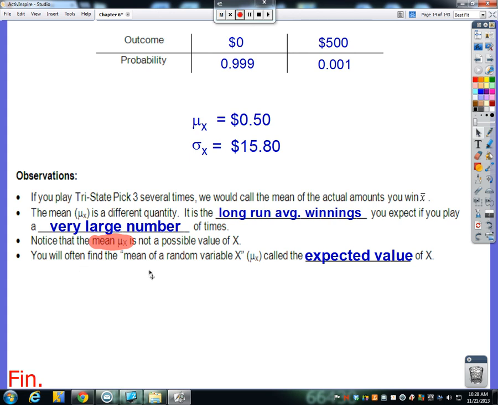You will often find that the mean of a random variable X, mu sub X, is also referred to as the expected value. Because another way we could say this 50 cents is that we expect to win 50 cents per ticket played in the long run. So sometimes you might see it referred to as the mean, and sometimes, probably more times than not, as the expected value.